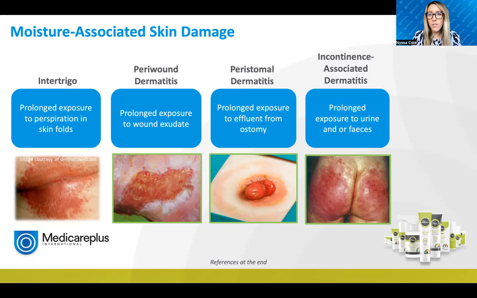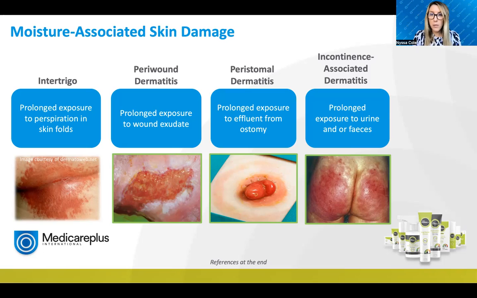We have peri-wound dermatitis. Now, the exudate from wounds is a normal part of the healing process. It's part of the inflammatory phase of healing. But when you have chronic wounds that aren't healing, that exudate can be quite toxic to that surrounding skin. It's higher in those proteolytic enzymes. So we have to be really careful to protect that surrounding skin.